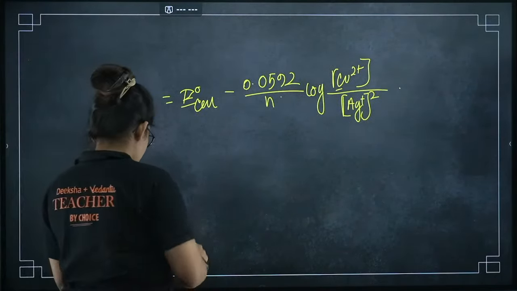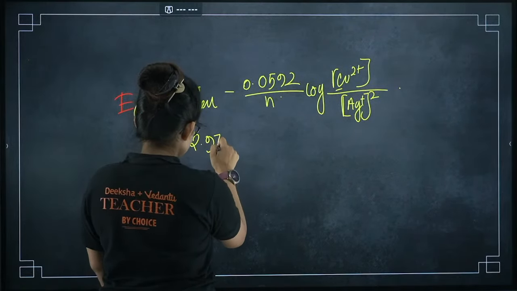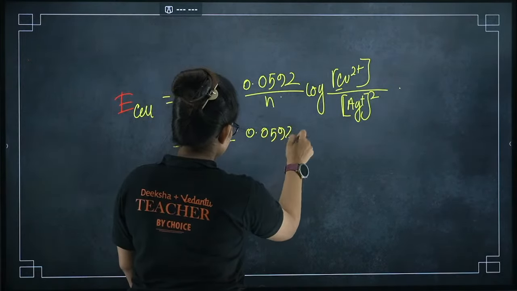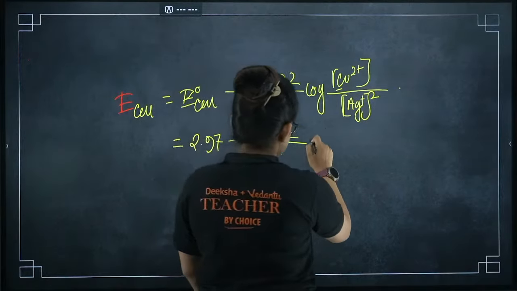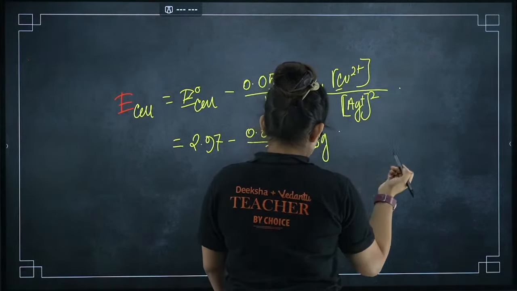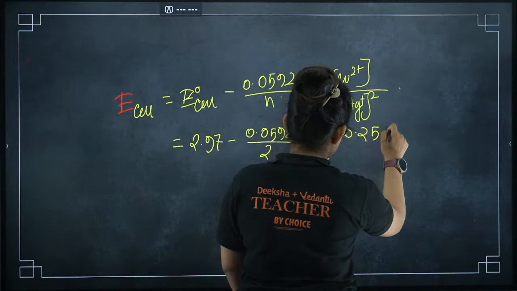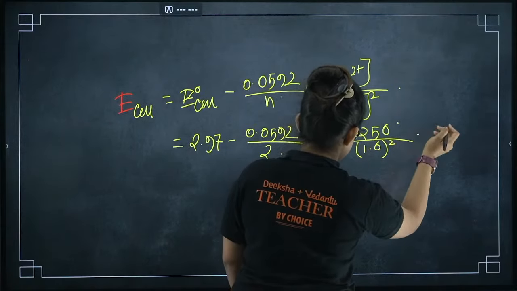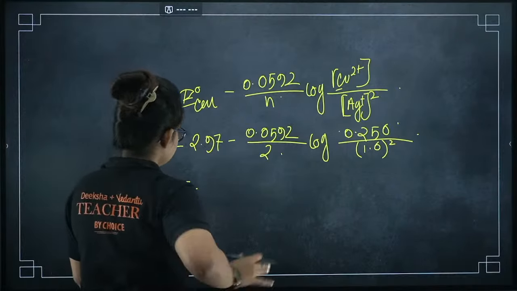Now let's put in the concentration terms. The E0 cell value was something like 2.97, minus 0.0592 divided by 2, since it's a 2-electron exchange process, log 0.250 divided by 1.0 whole squared, I guess. Okay, let me proceed a little bit.